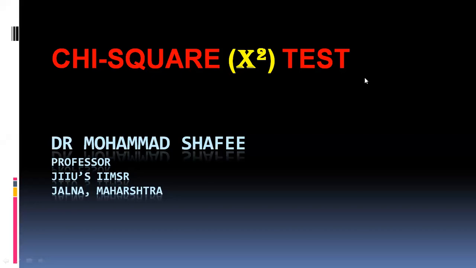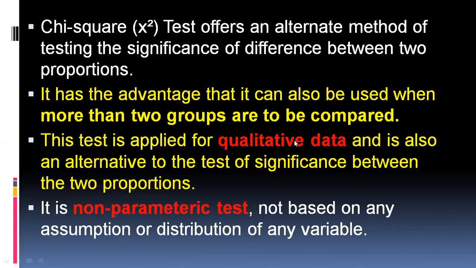Today we will discuss the Chi-Square test. It is one of the tests of significance. It is Chi-Square, not Chi-Square. This Chi has come from the Greek word Chi, so this test is called the Chi-Square test. It is very simple, very easy to apply and very easy to interpret. So let us see about the Chi-Square test.